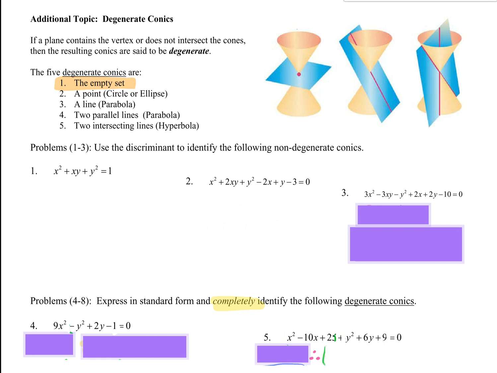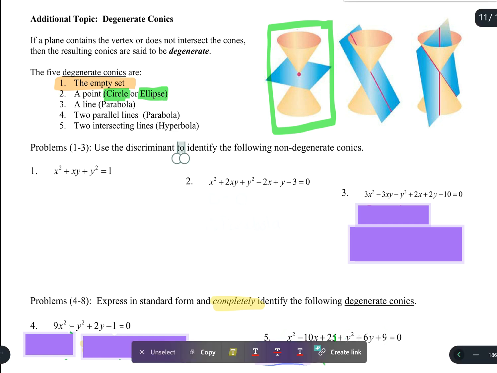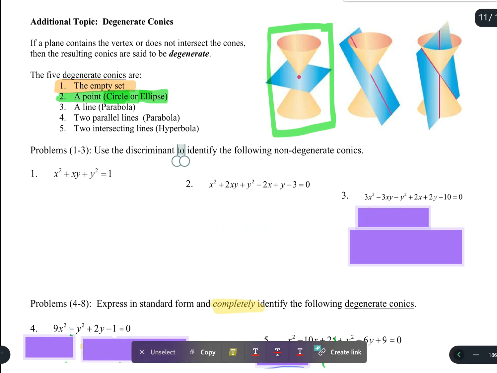We have a point. A point was found in this first example here when we're slicing the double napped cone horizontal, perpendicular to the axis of the double napped cone. That's going to be an ellipse. If we slant it that's going to be a circle. If we slant it just slightly, then it would make an ellipse. But when that plane intersects the two vertices of where the double napped cone come together, we simply get a point. And so that's the second one, which is going to be from a circle or an ellipse there.